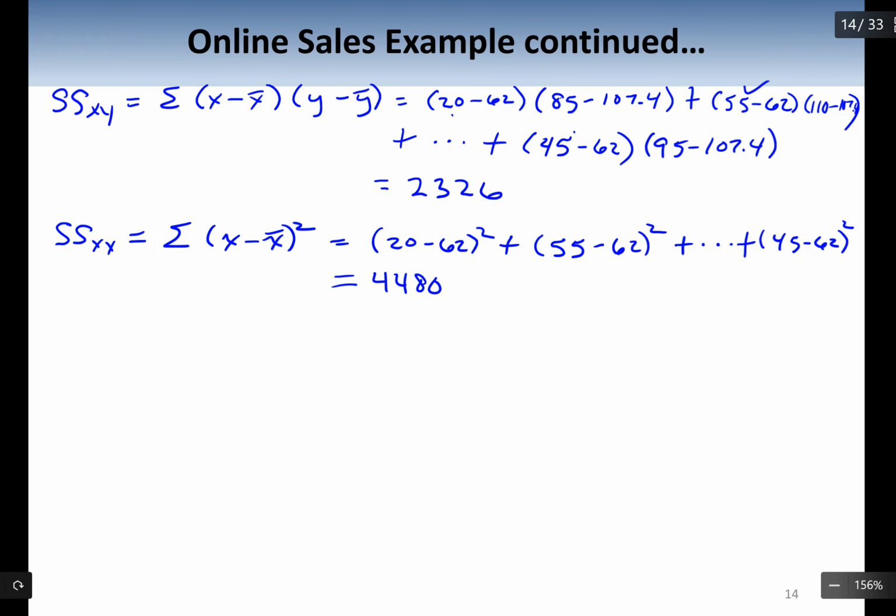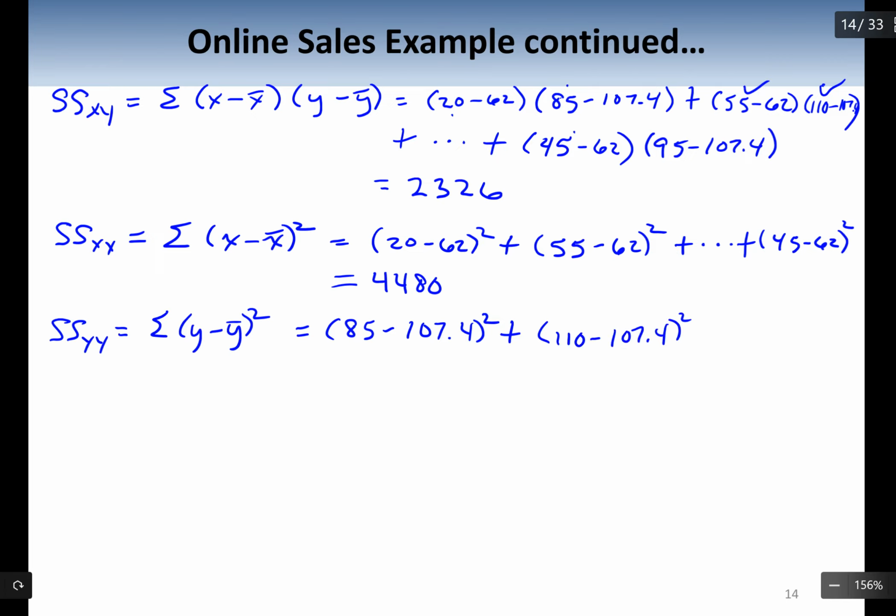That's the sum of the squares for the x's, sum of the squares for the y's. Again, it's the numerator of the variance for the y's. And that is customer number 1. You can see right here, 85. Subtract 107.4 squared. Add that to customer number 2. You can see it's right there. 110. Subtract 107.4 squared. You see the pattern. Continue on until we get to the last customer.